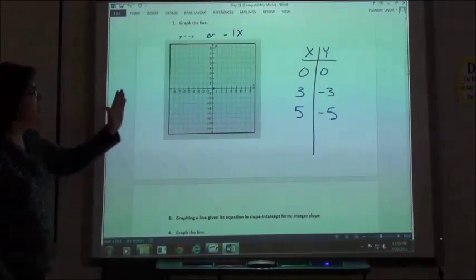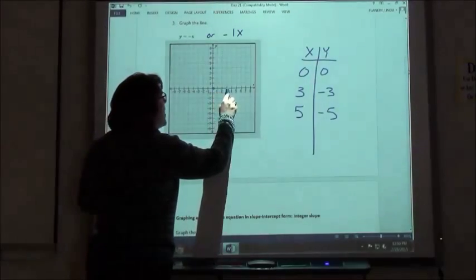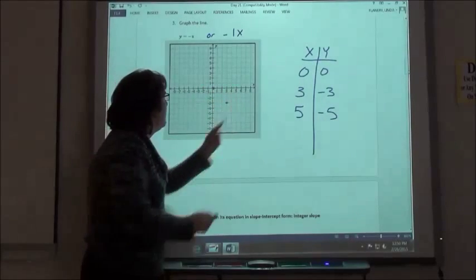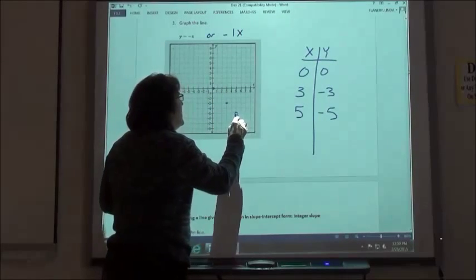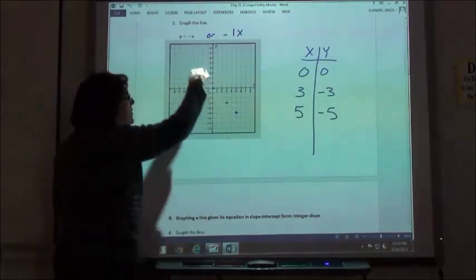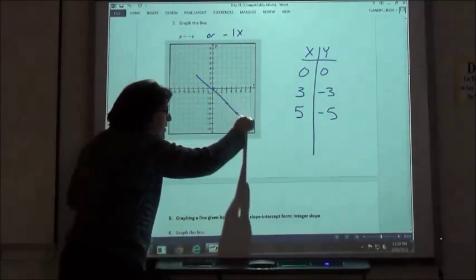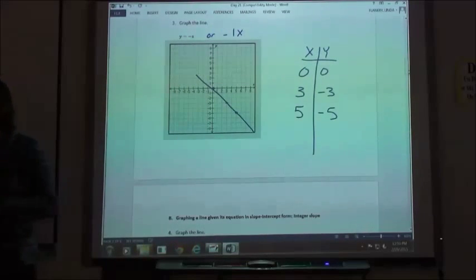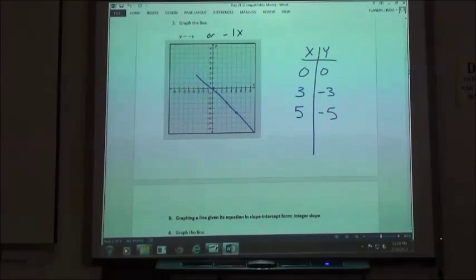Then I'm going to go 3, negative 3. So 3 to the right and down 3. And then I'm going to do 5, negative 5. This time, notice when you connect your dots, you're going downhill as you go from left to right because your slope is a negative number instead of a positive number. So if you have a positive number in front of your x, it's going to go up. If you get a negative in front of your x, it's going to go down.